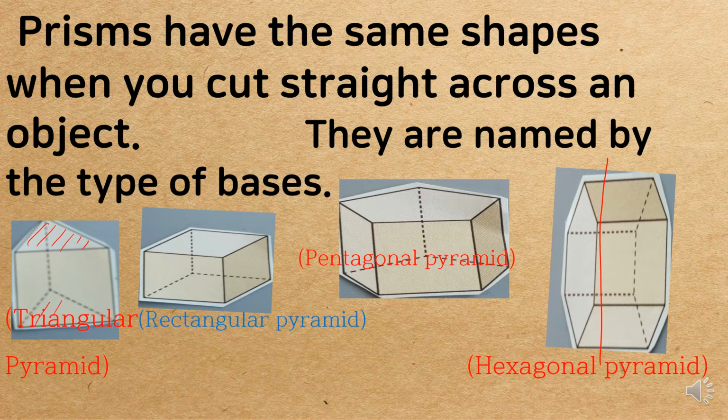Triangle bases, so it is called a triangular pyramid. Rectangle bases, so it is named a rectangular pyramid. Pentagon bases. It is called a pentagonal pyramid. Hexagon bases. It is named a hexagonal pyramid.